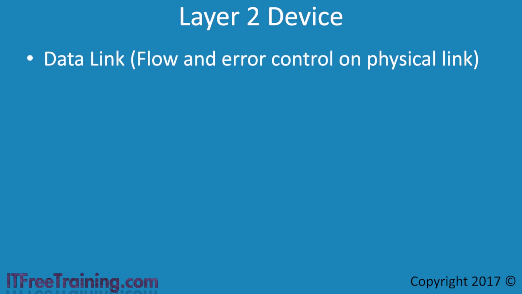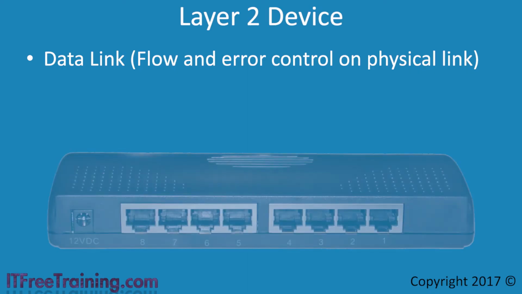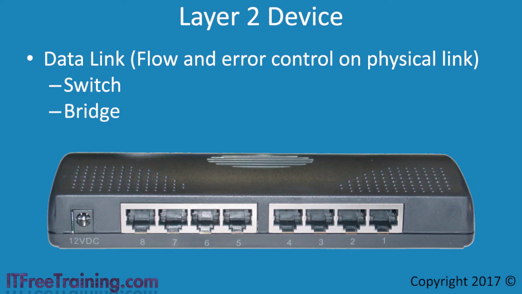The next layer I will look at is the data link layer. This performs flow and error control on the physical link. Examples of these are switches and bridges. Switches, like the one shown, allow multiple devices to be connected together on the same network. They differ from Layer 1 devices in that they can perform some management of the data that goes through them. For example, if a packet is sent to the switch, the packet will only be sent to the port that contains the device that packet is destined for.